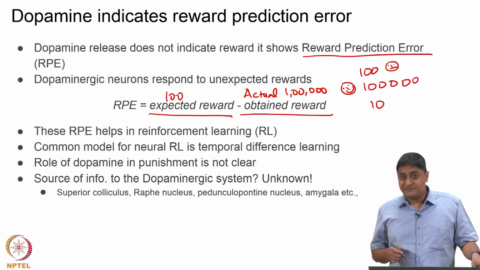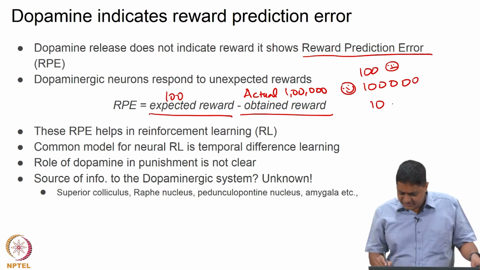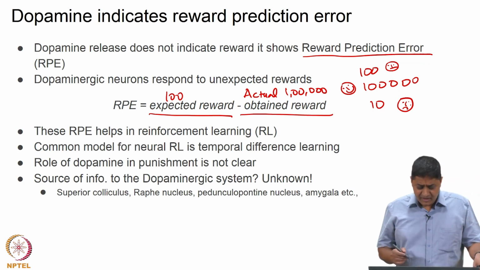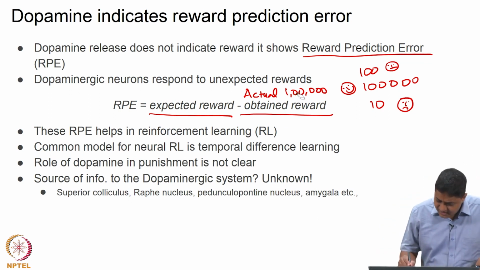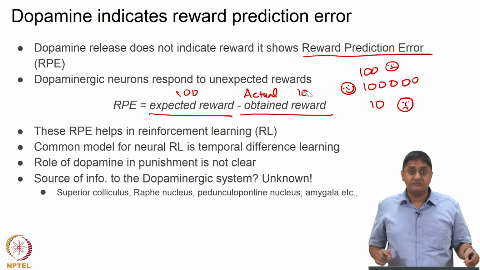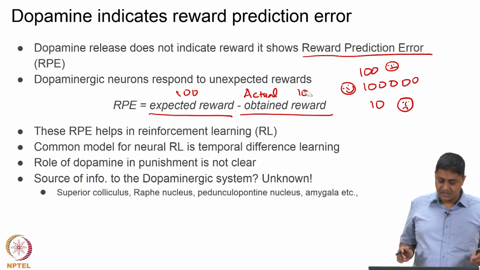So, I am expecting 100 rupees, they are not giving me anything, or they are giving me only 10 rupees. Well, anybody can guess what would then happen, right. So, what would then happen? I am sad, I am unhappy about that. Why is that? Because the expected reward is 100, but the actual reward is 10, the error is big, is it not?